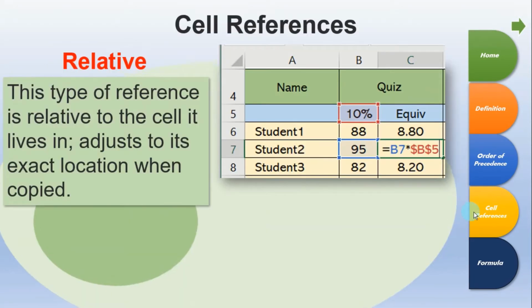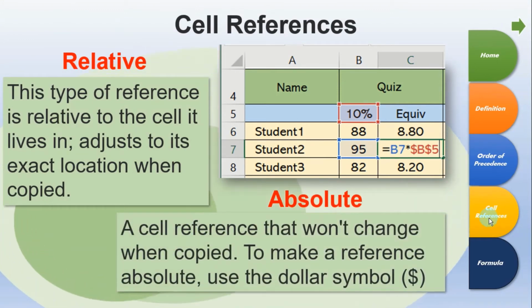Let's move on to the cell reference. In working with formulas, we usually use what we call cell address, which we call cell references. So to do the computation, we have to multiply the 95 by 10%. Okay, so 95 here, if you can see, this is B7. We use reference instead of the value 95. Then we multiply it with 10%, B5. The address of 10% is B5.